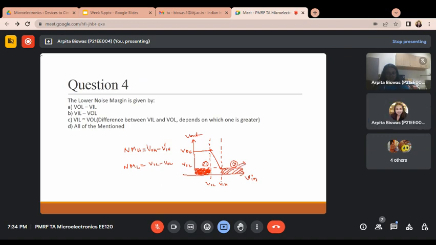Okay. And what about the number 1 region? It is a low noise margin. VIL minus VOL. This is noise margin low, and this is noise margin high. If we change the order, the area will be negative, but that is not possible. That's why we are taking V input low minus V output low. Now it is clear?